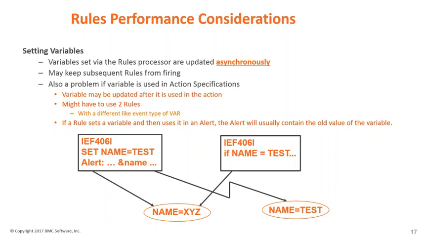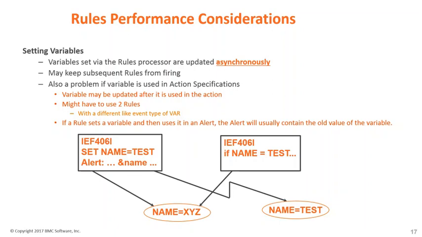Another consideration is how AutoOperator handles variable updates. It's important to point out that variables are updated from rules asynchronously. So they're not updated right at that moment, they're scheduled to be updated. That can be a problem when you're using those same variables in your action specifications, because by the time you get to the action, that variable may still be populated with the previous value. Another consideration is that that may also keep subsequent rules from firing because that variable hasn't been updated.